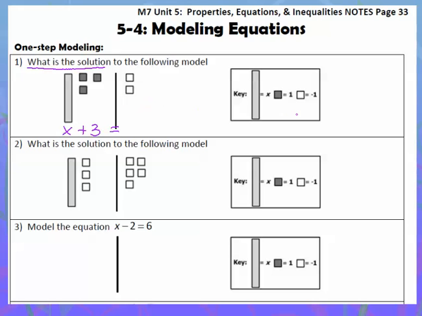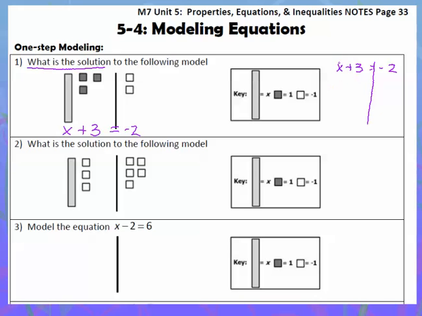And then we have some negatives. We have -1 and -2. Now, that's how it would be if we were just to be able to interpret the model, but it's asking us what is the solution, so we actually need to solve it. So I'm going to come over here to solve it. So I have x plus 3 is equal to -2.